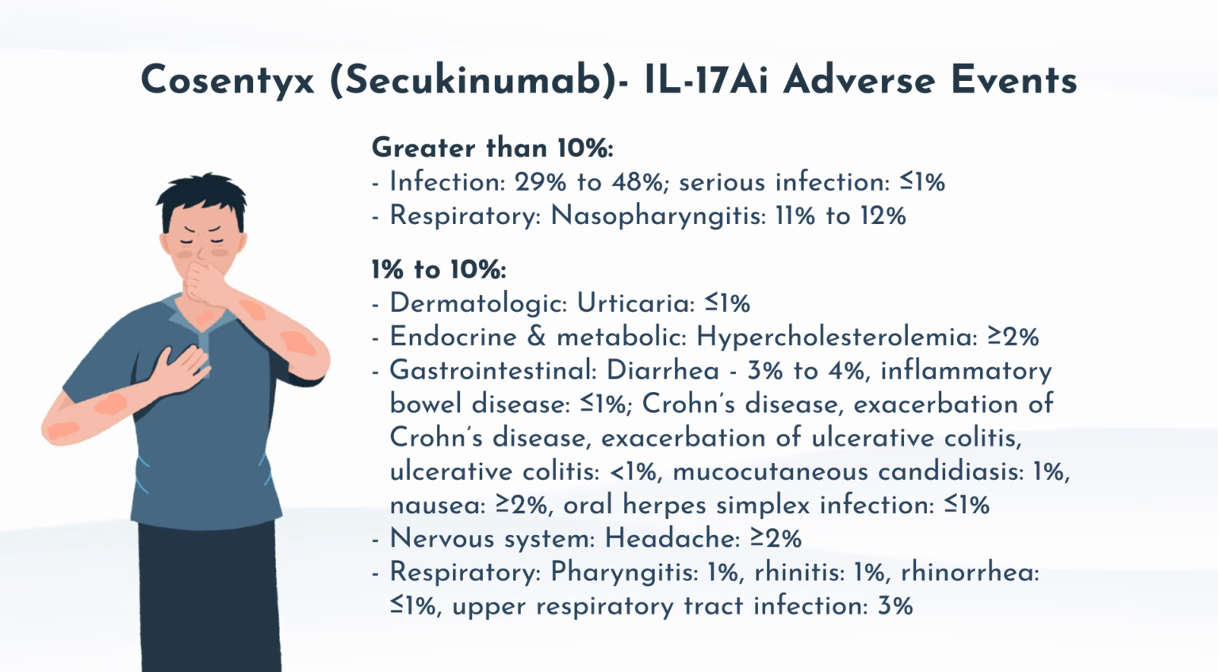And here are adverse events from another drug called secukinumab. So infection happens in 29 to 48%, right? It's an immune suppressant, and nasopharyngitis at 11 to 12%. So there's a lot of side effects from these drugs when we're suppressing the immune system.